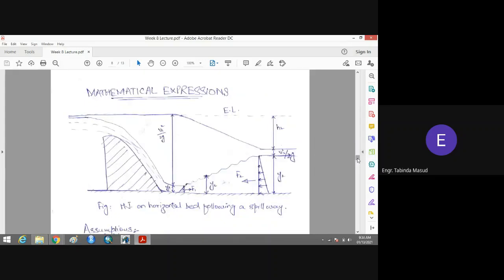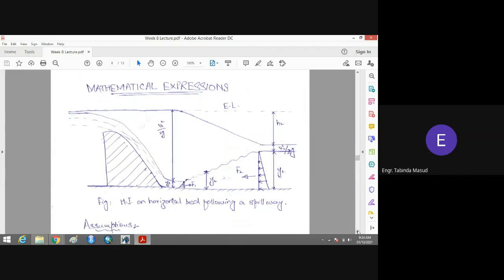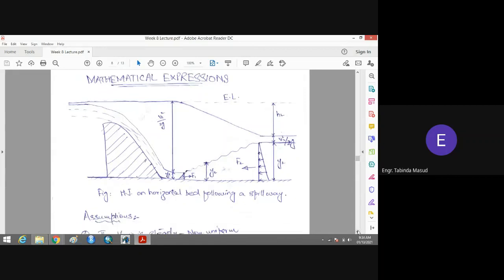Okay, this is the mathematical part. Now we have to derive the mathematical expression for some parameters of the hydraulic jump. Here you can see the figure: it is hydraulic jump on horizontal bed following a spillway. This is a horizontal bed, not actually horizontal; the bed is very mild. So you can assume that it is a horizontal bed. The slope of the channel bed is very small.